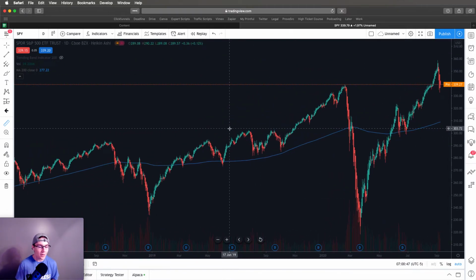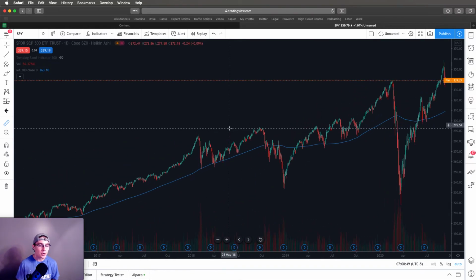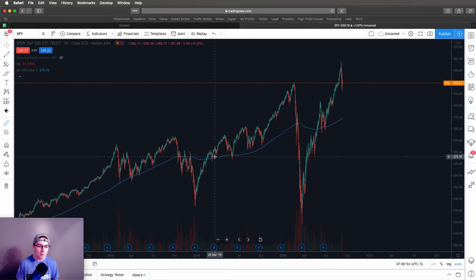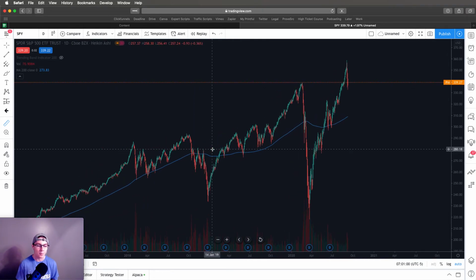And to prove that this is a strong support level, you can see how much this stock bounces off this line. It bounces off, bounces off, bounces off, bounces off, bounces off, gets rejected. So this shows that this is a solid support and resistance line.